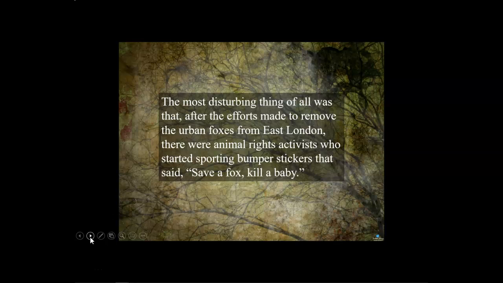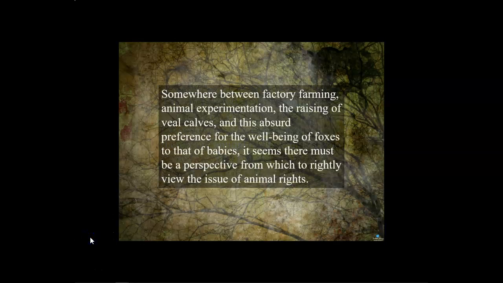The most disturbing thing of all was that after the efforts made to remove the urban foxes from East London, there were animal rights activists who started sporting bumper stickers that said, "Save a fox, kill a baby." I kid you not. So we have some pretty strange reactions on the part of certain human beings to some of these issues. And I want to say, somewhere between factory farming, animal experimentation, the raising of veal calves, and this absurd preference for the well-being of foxes to that of human babies, there must be a perspective from which to rightly view the issue of animal rights.